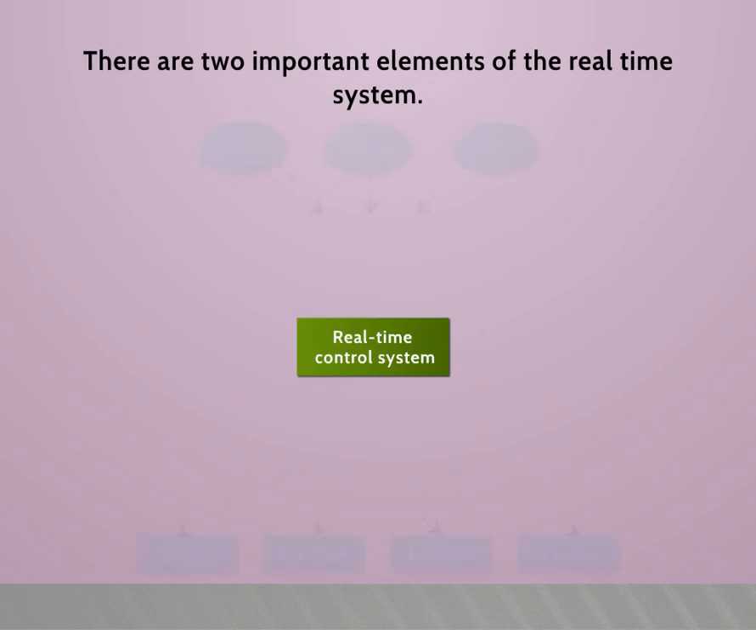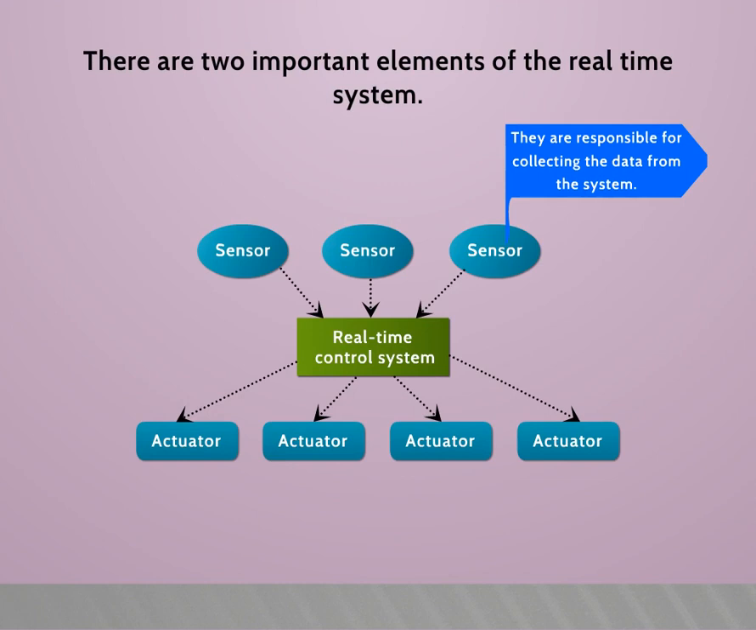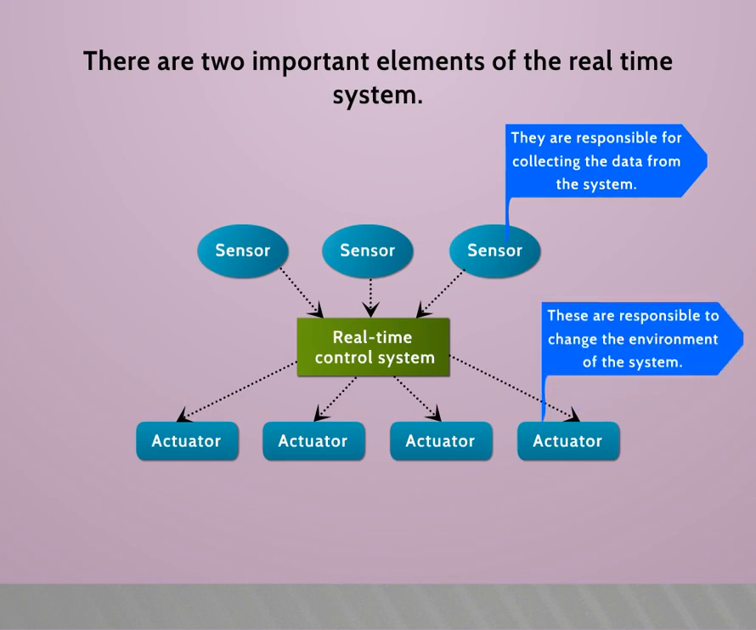There are two important elements of the real-time system. Sensors. They are responsible for collecting the data from the system. Actuators. These are responsible to change the environment of the system.